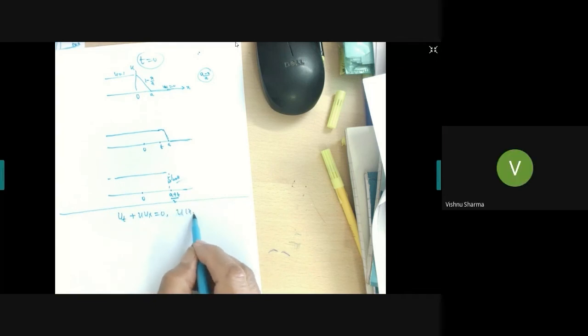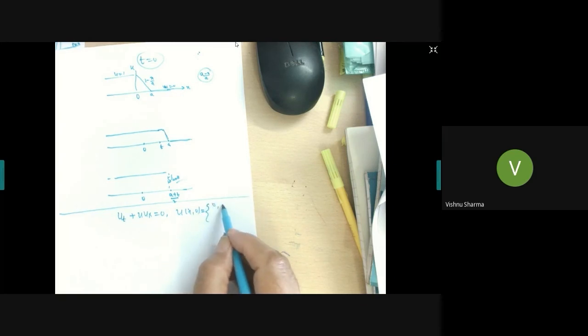So if they have understood, now they have to explain to me how to do this problem. The initial profile is 0 when x is less than 0, x by a when 0 is less than x less than a, and it is 1 when x is greater than a. So what is the graph of this?